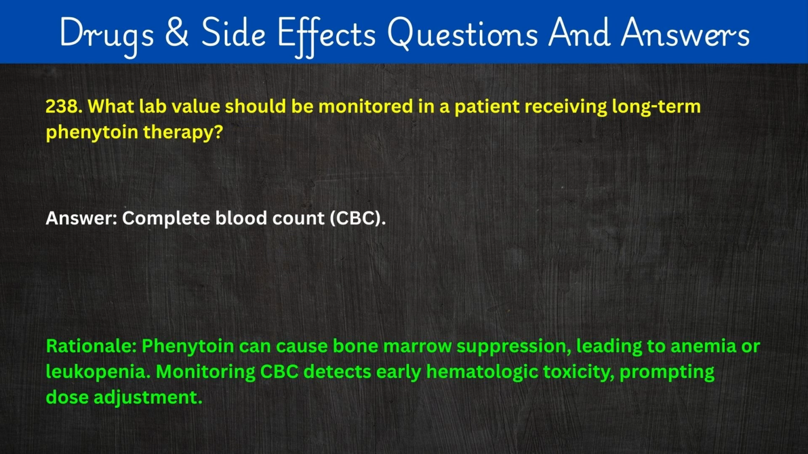238. What lab value should be monitored in a patient receiving long-term phenytoin therapy? Answer: complete blood count, CBC. Rationale: phenytoin can cause bone marrow suppression, leading to anemia or leukopenia. Monitoring CBC detects early hematologic toxicity, prompting dose adjustment.